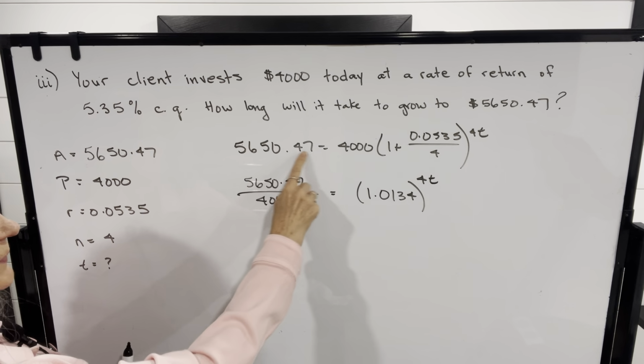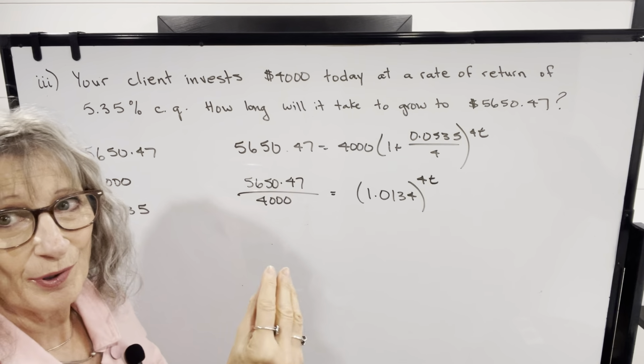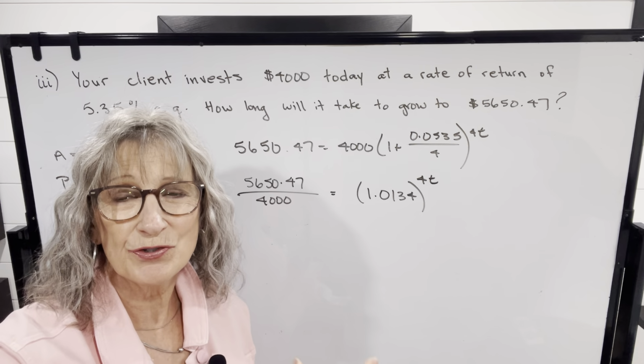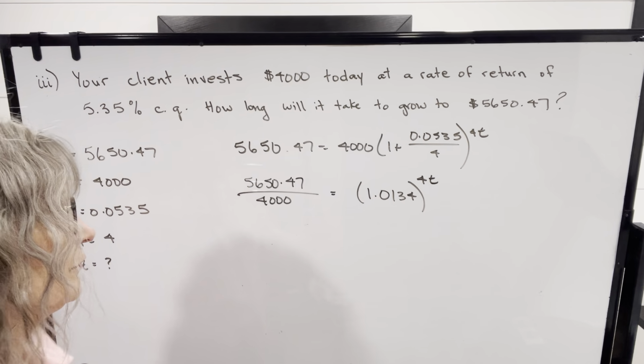So first of all, I'm going to divide both sides by 4,000. And I'm going to simplify this into one number, but I'm actually going to store it in my memory and use the actual number instead of my rounded off number. Now I take the natural log of both sides.